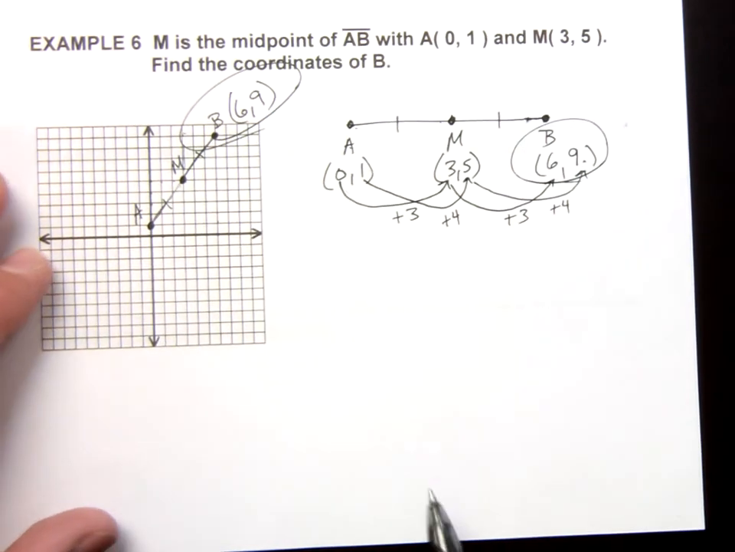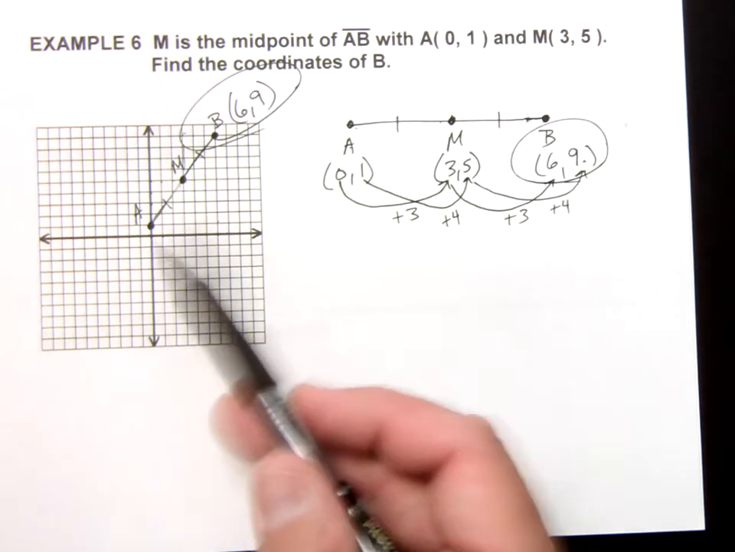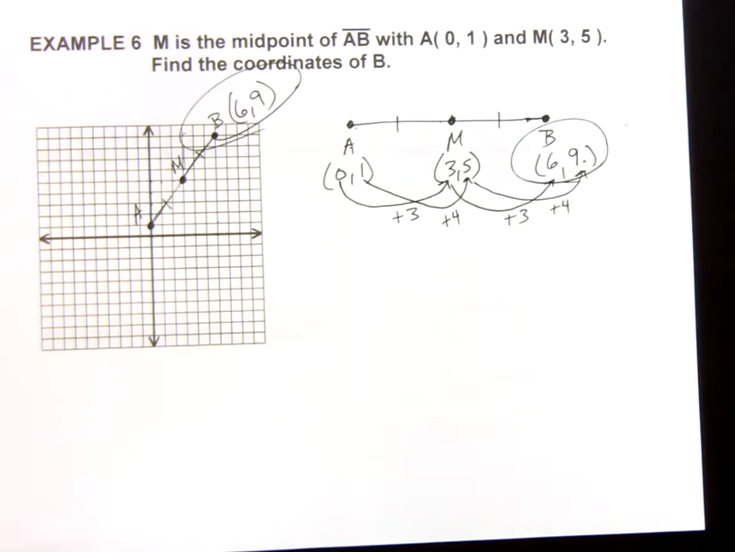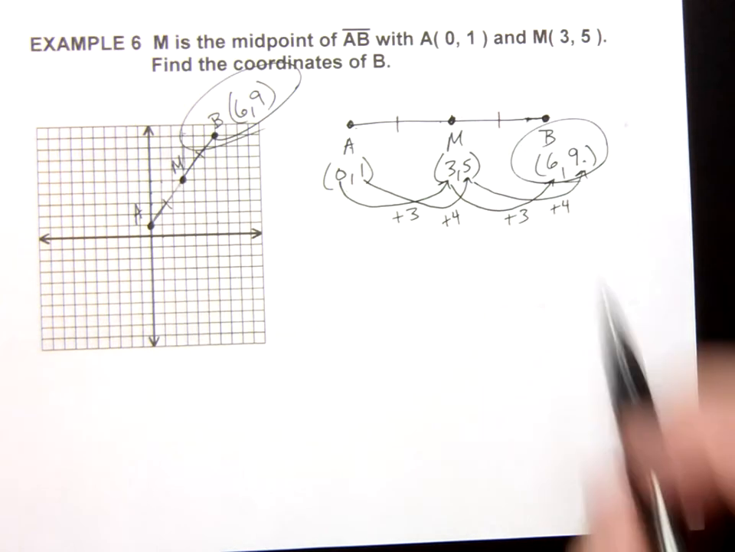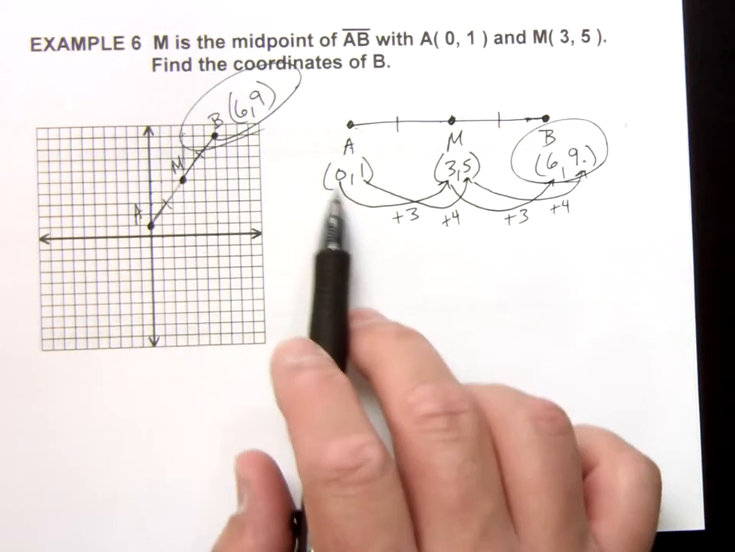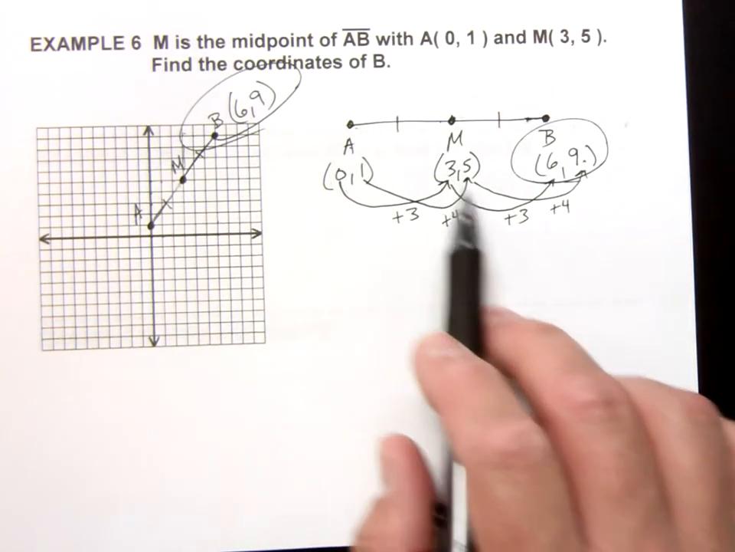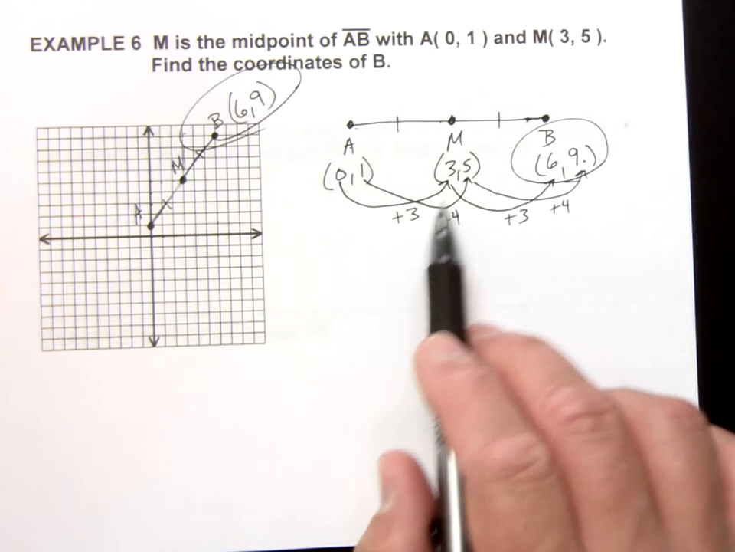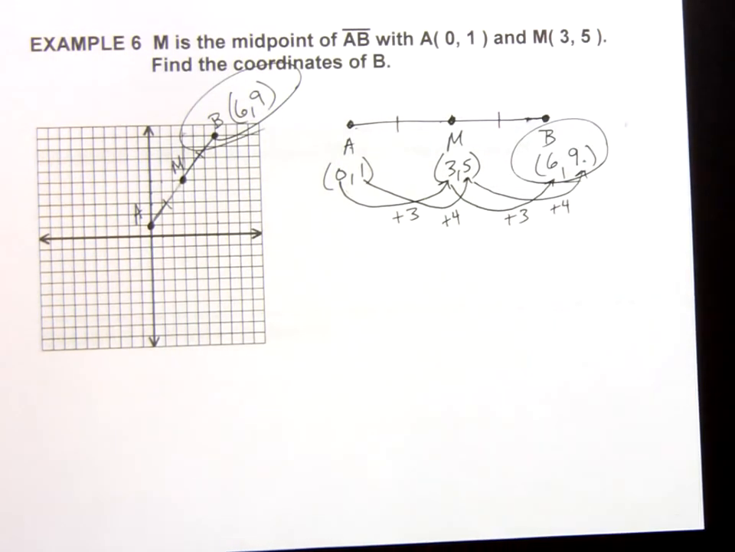So this type of problem is nice when we have a grid, a graph to put this on a coordinate plane. But we can do it without one if we need to. We can just draw a little line segment, write your coordinates down, and just see what's the change in x, repeat that change in x. What's the change in y? Repeat that change in y. And that'll give us the other endpoint.